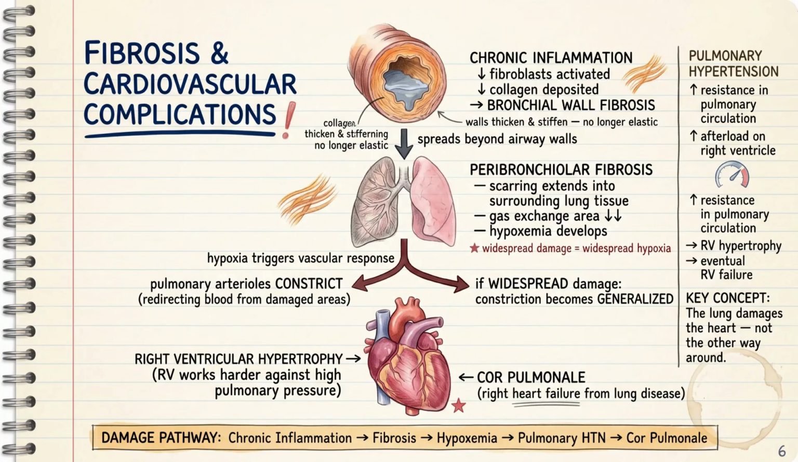Here is the key concept to anchor this slide. The lung damages the heart, not the other way around. Damage pathway: chronic inflammation leads to fibrosis, leads to hypoxemia, leads to pulmonary hypertension, leads to cor pulmonale. Read that sequence. Learn that sequence. It will appear in your exam.